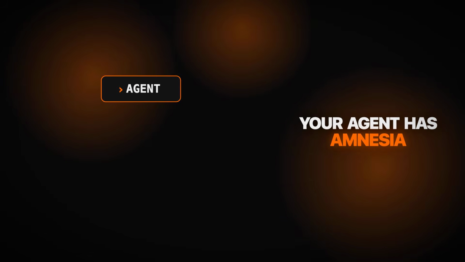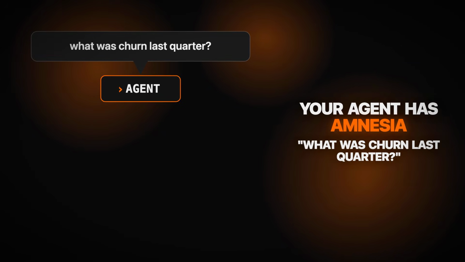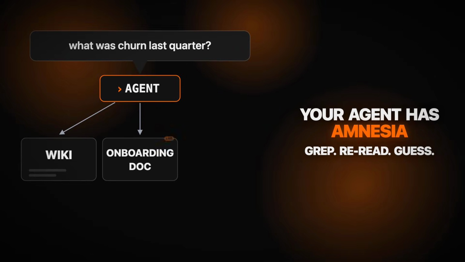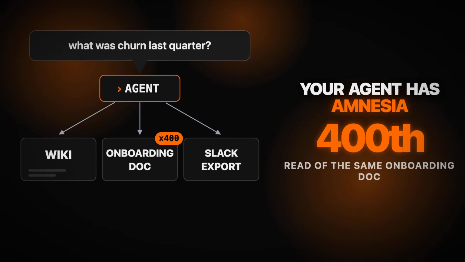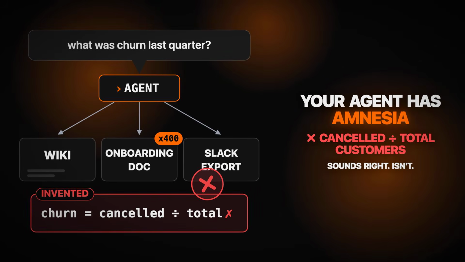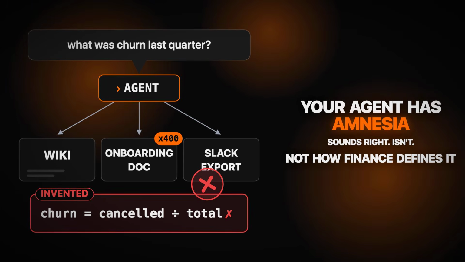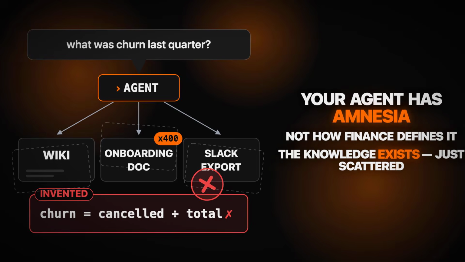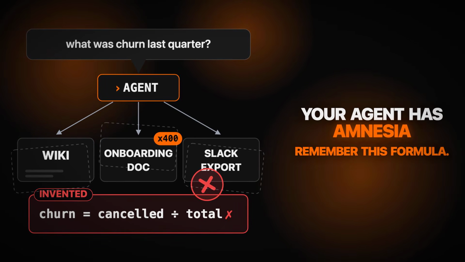Here's the daily reality of running agents at work. You ask a simple question. What was churn last quarter? And your agent goes spelunking. It greps the wiki. It reads the same onboarding doc for the 400th time. And then it answers, confidently, canceled customers divided by total customers. Which sounds right, and is not how your finance team defines churn, not even close. The knowledge exists. It's just scattered across systems that were never designed to talk to a model. Remember that wrong formula? It comes back.